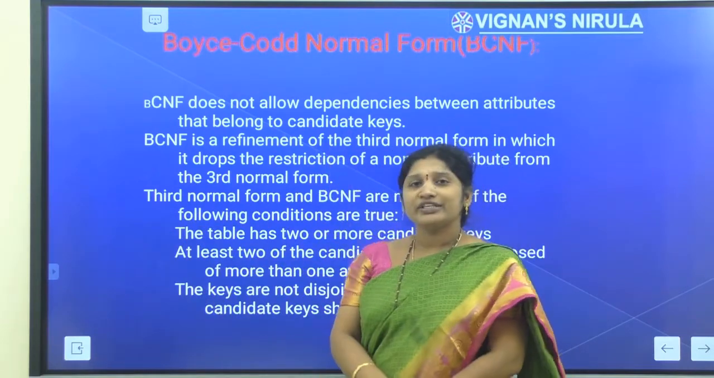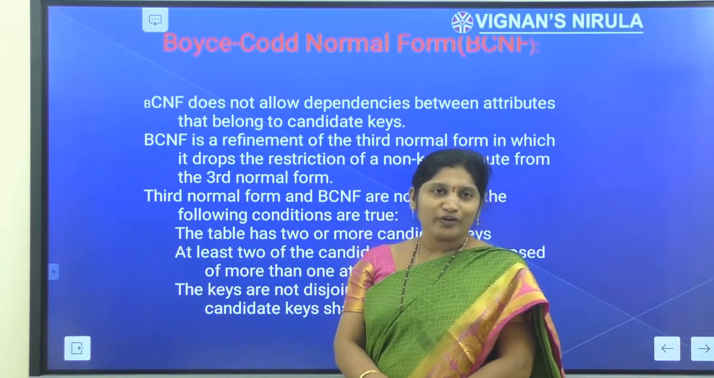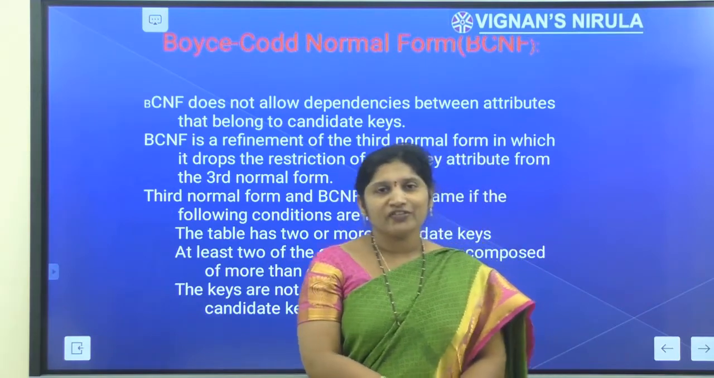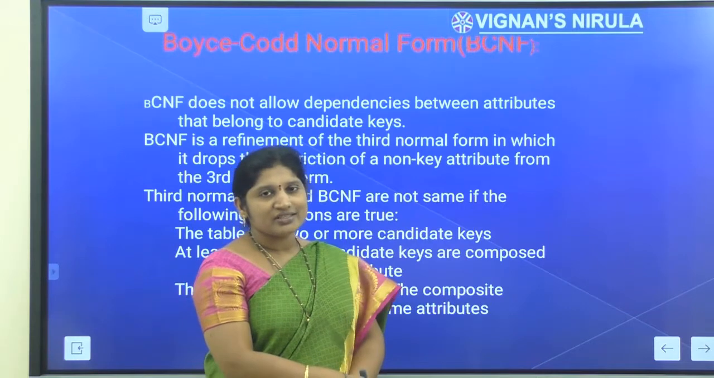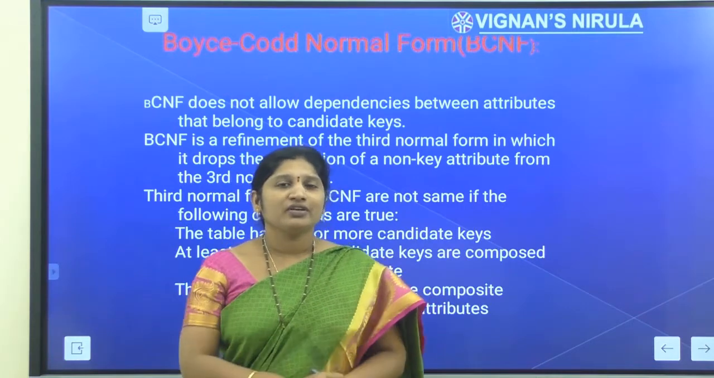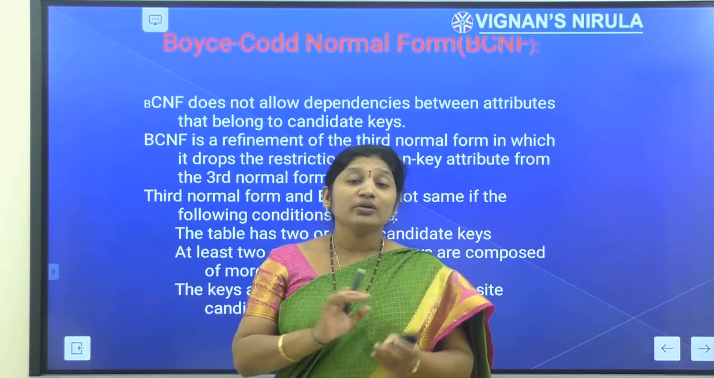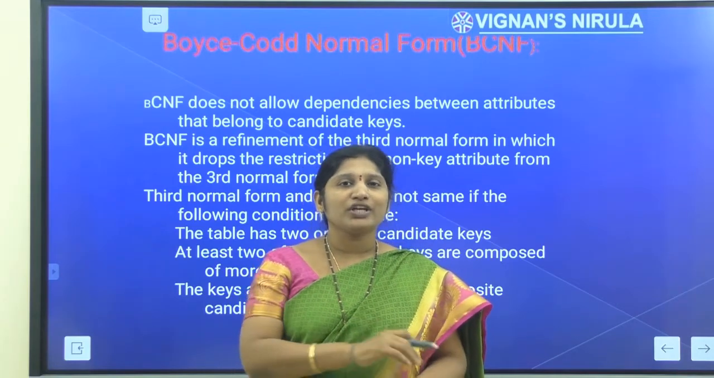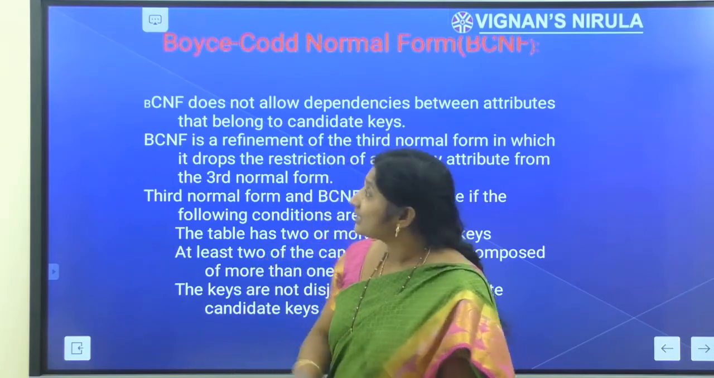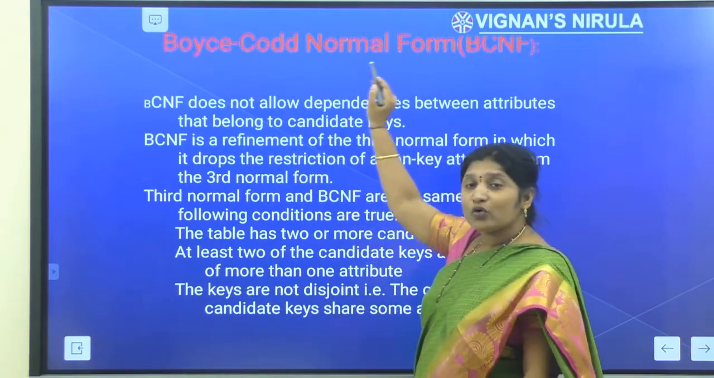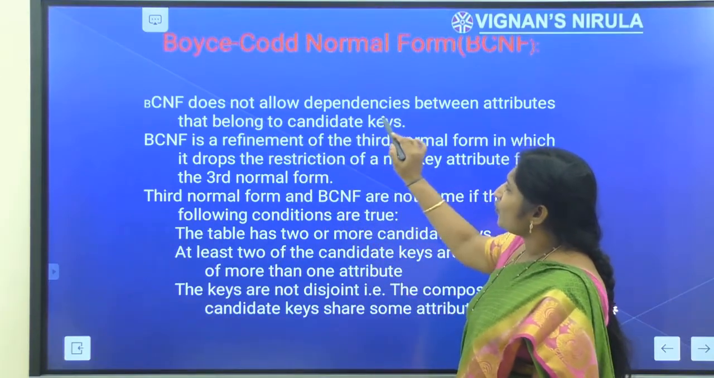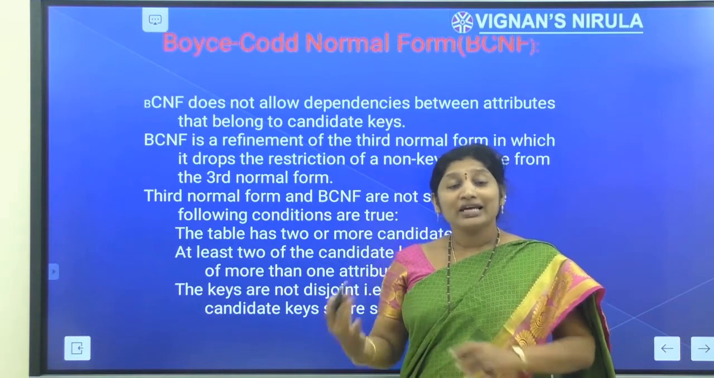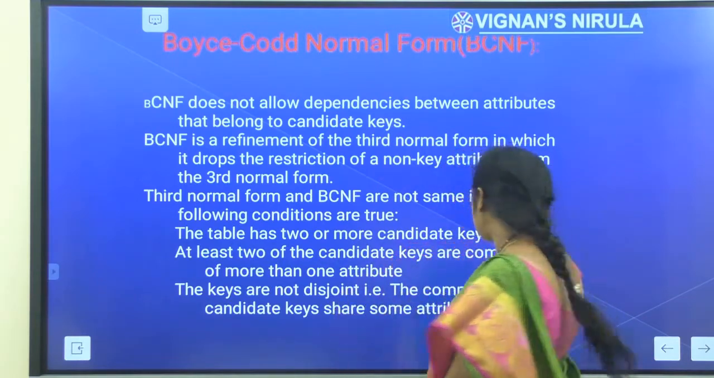BCNF stands for Boyce-Codd Normal Form. It is the next one after 3NF. Already we have discussed that in the case of 3NF, we are aiming to remove the transitive dependencies and non-key to non-key dependencies. But the aim of Boyce-Codd Normal Form is to remove the key to key relationships.